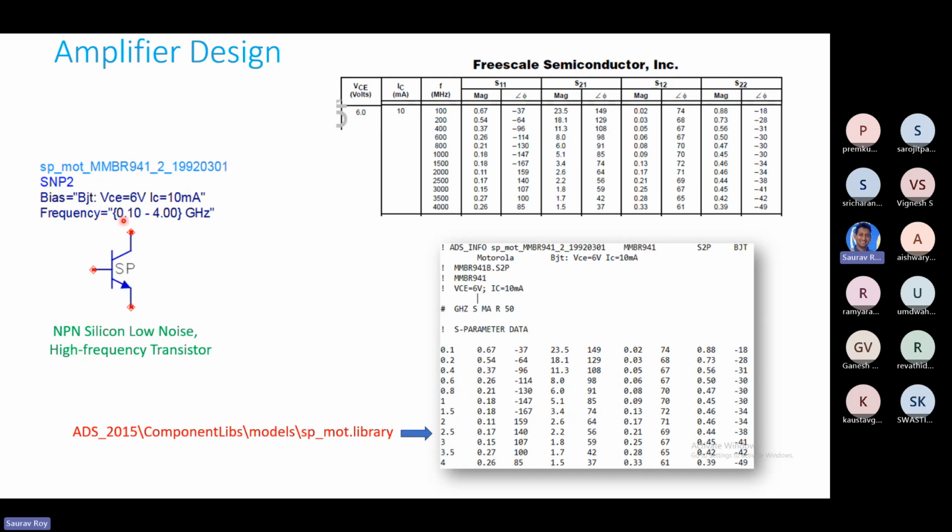It gives for a frequency range of 100 megahertz to 4 gigahertz, let's say. So this is MMBR. I think it's a Motorola transistor. It used to be an old one, and so I looked into a data sheet. So this is what they give.